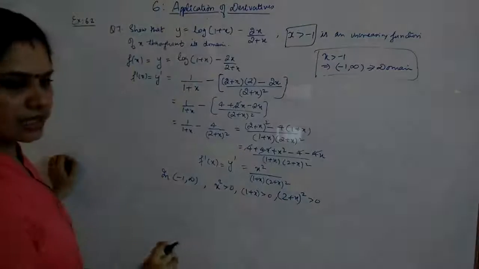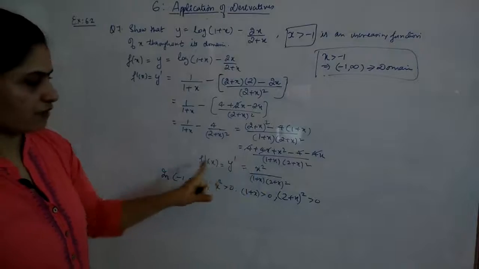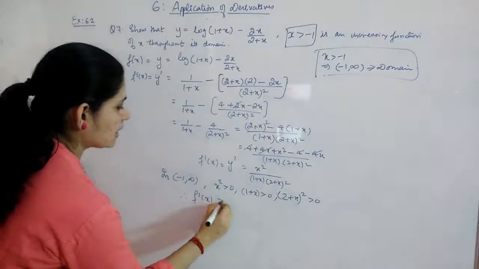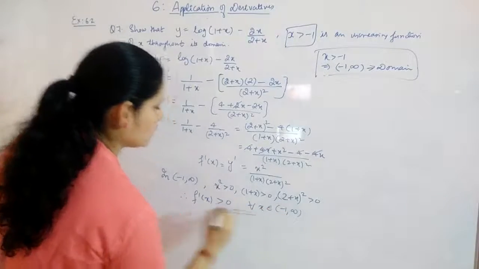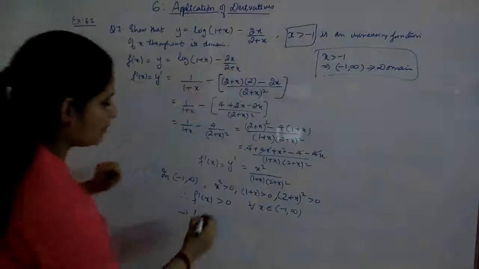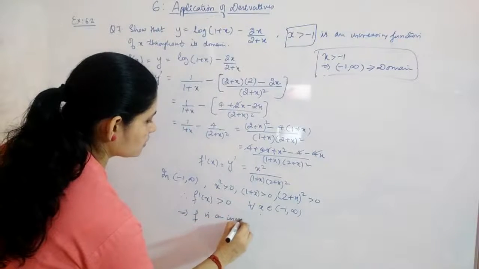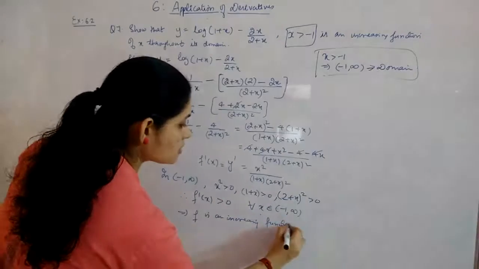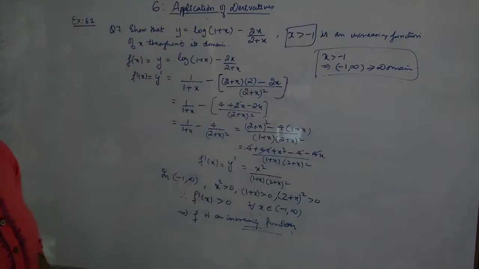That means there is no chance to get a negative sign in this function f dash of x. So you can say that therefore f dash of x is greater than 0 for all x belongs to minus 1 comma infinity. That means f is an increasing function. For increasing, we can just say that it is strictly increasing also, right? Because it is in the open interval. Okay.